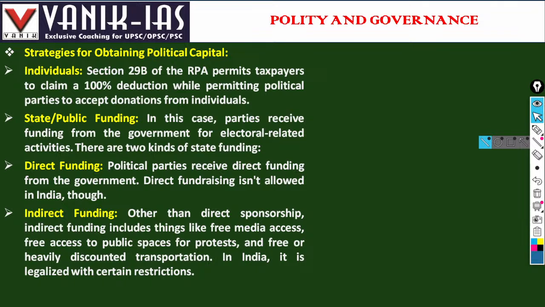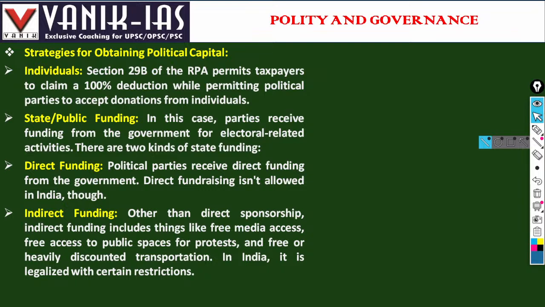State public funding. In this case, parties receive funding from the government for electoral related activities. There are two kinds of state funding. Direct funding: political parties receive direct funding from the government. Direct funding is not allowed in India, because right now the government is not funding elections. Political parties are not receiving it directly. The state government or the central government never gives anything directly to the political parties in India.